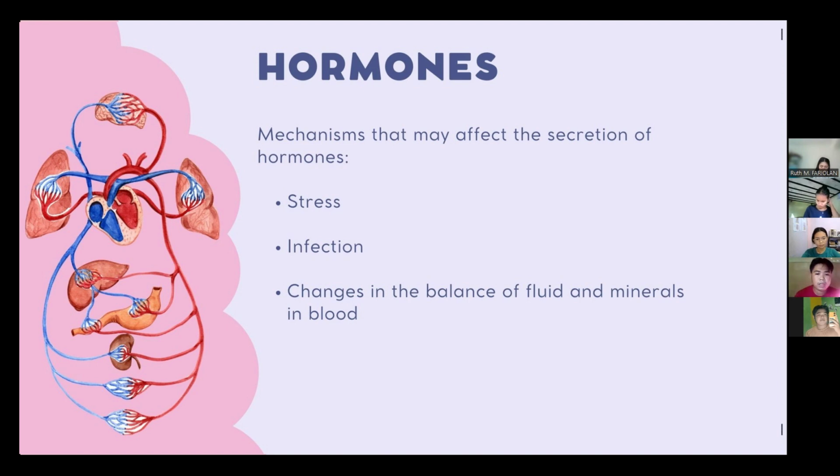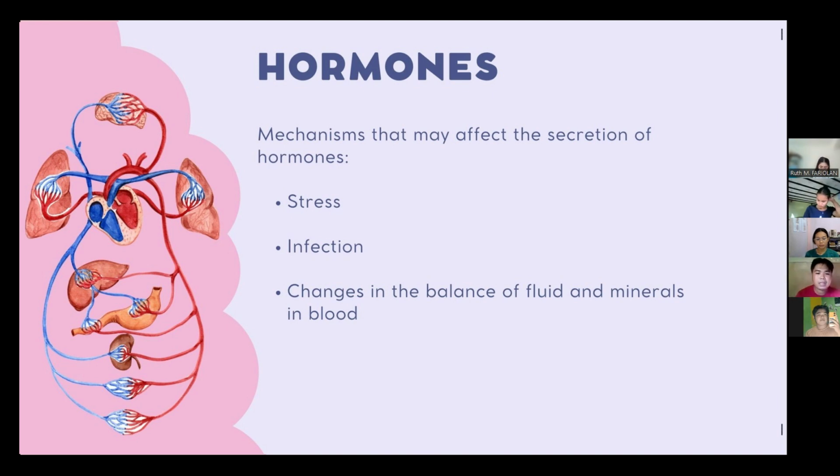Next is infection. Bacteria may infect endocrine glands either by direct invasion, local spread, or hematogenous spread. Suppurative bacterial infections can involve the pituitary, thyroid, adrenals, and gonads.